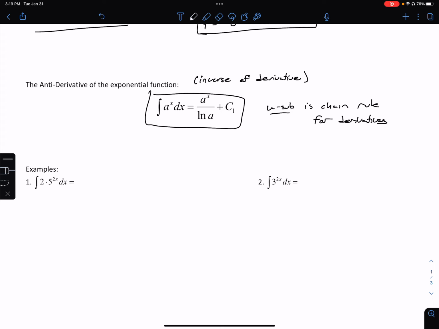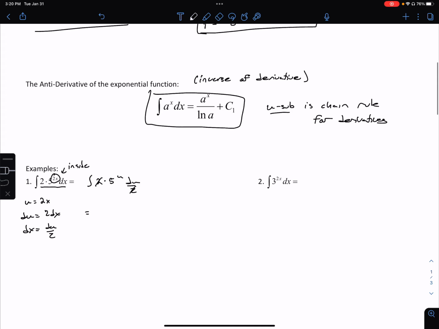We want to take the antiderivative of 2 times 5 to the 2x. Looking at our exponent there, there is my inside function, just like we did yesterday for e to the x. So that's going to be my u. We're going to let u be 2x. Our du would be 2 dx, giving us dx is du over 2. Rewriting our integral, we get 2 times 5 to the u du over 2. The 2's cancel, and the antiderivative of 5 to the u, that's our rule today, is just 5 to the u divided by the natural log of the base, 5, plus c.